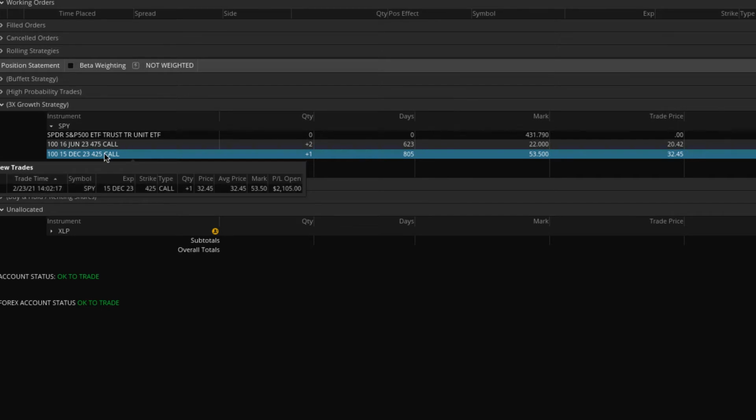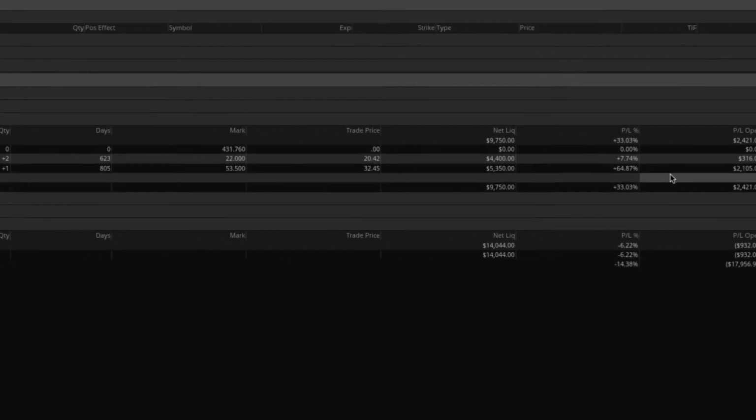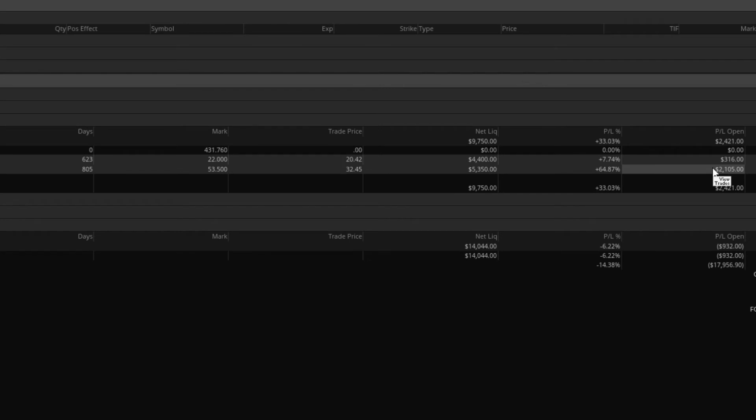So we're about 7 months into the trade. You can see I invested $3,200 into this trade, and it's now worth $5,300. So it's at about a $2,100 profit. I just wanted to show you that.